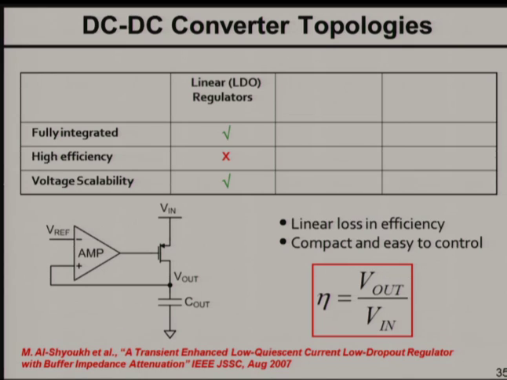Now, the fundamental problem is that the current delivered to the load is the same as the current taken from the storage. And so your efficiency is essentially limited to the output voltage divided by the input voltage. So if you're talking about a 4-volt battery and you're powering a processor running at 1.2 volts, you're not going to get anything more than 30% efficiency.